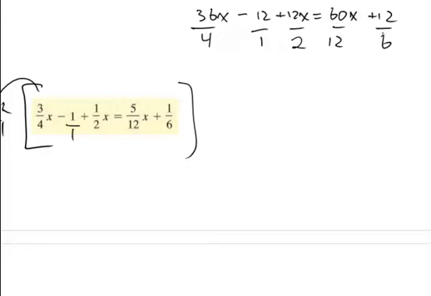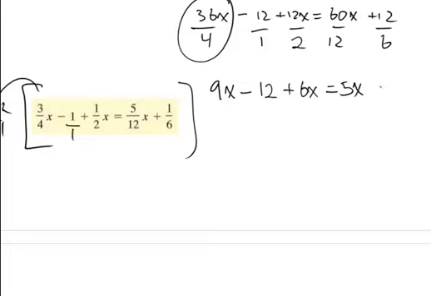And I go ahead and start reducing my fractions. 36 divided by 4 is 9x. Minus 12 over 1 is still 12. 12 over 2 is a 6. There's an x with it. Equals 12 goes into 60 5 times with an x. And 6 goes into 12 2 times.